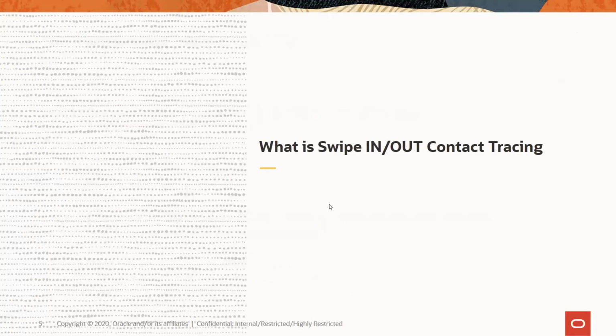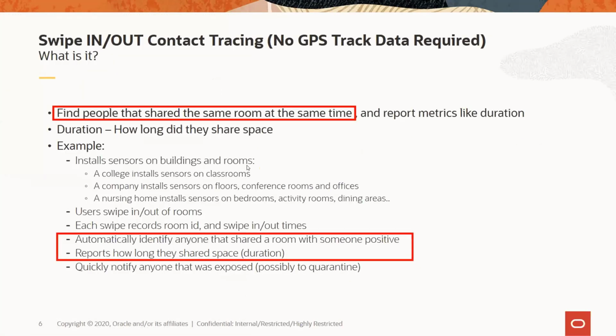So we'll start with the first API, the swipe in out contact tracing API. So what is it? Like I said a second ago, find all the people that share the same room at the same time and report a metric like duration.